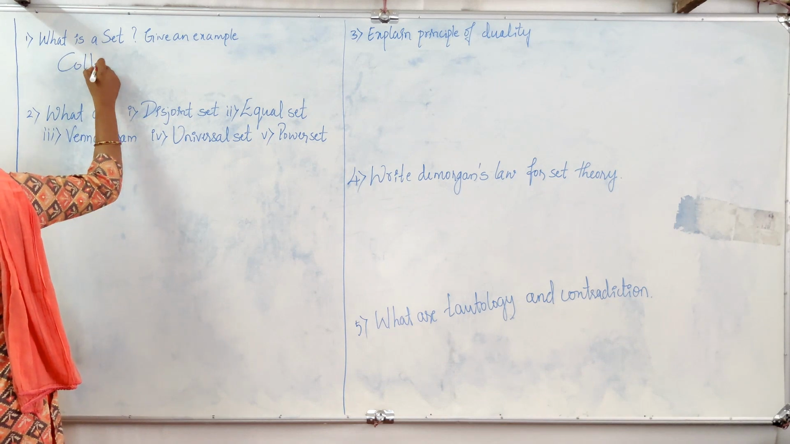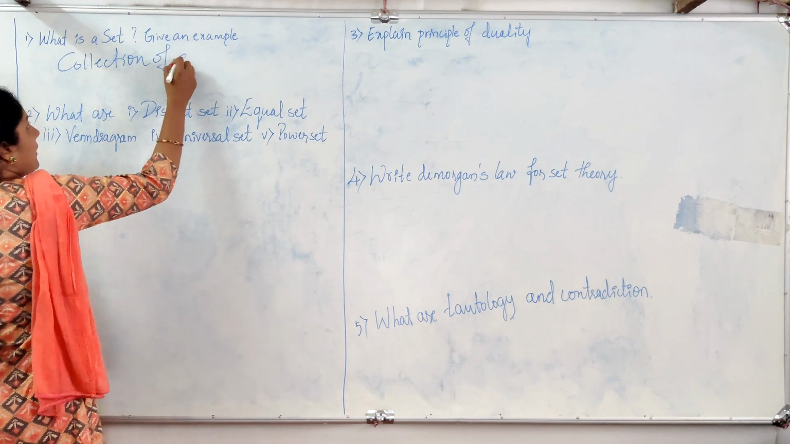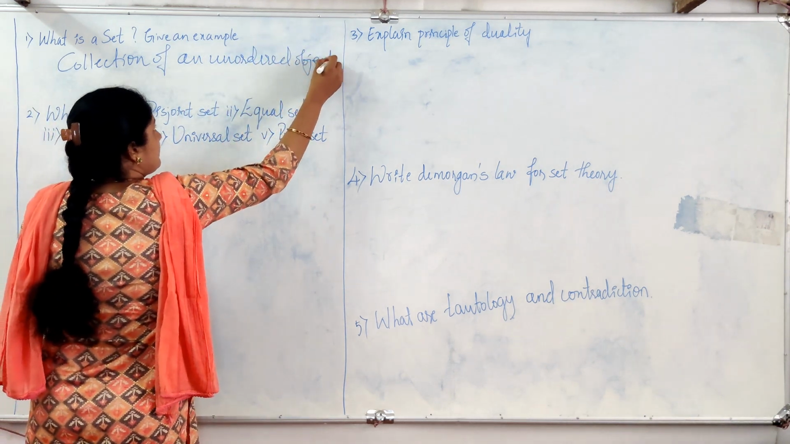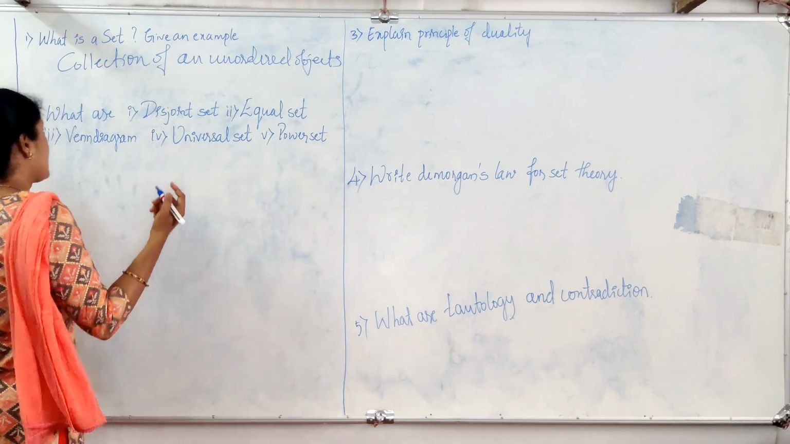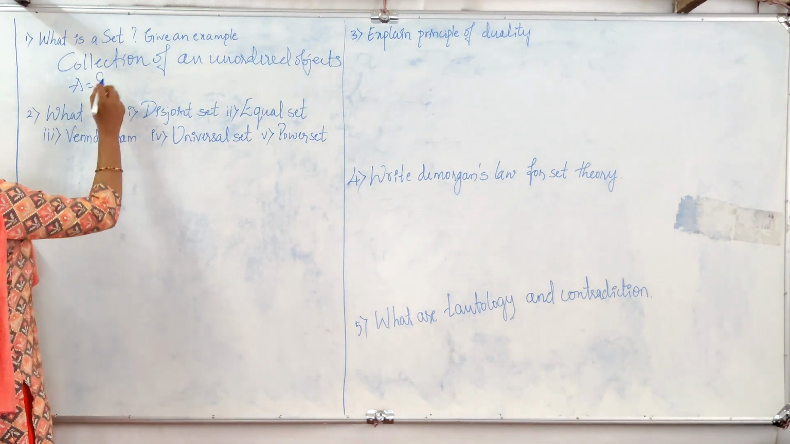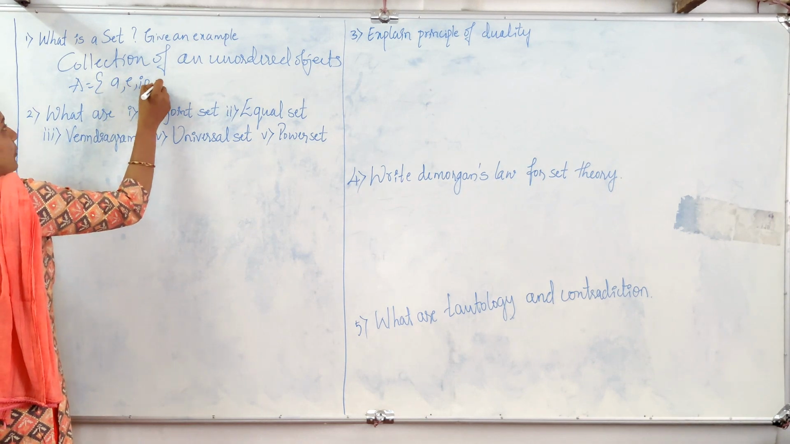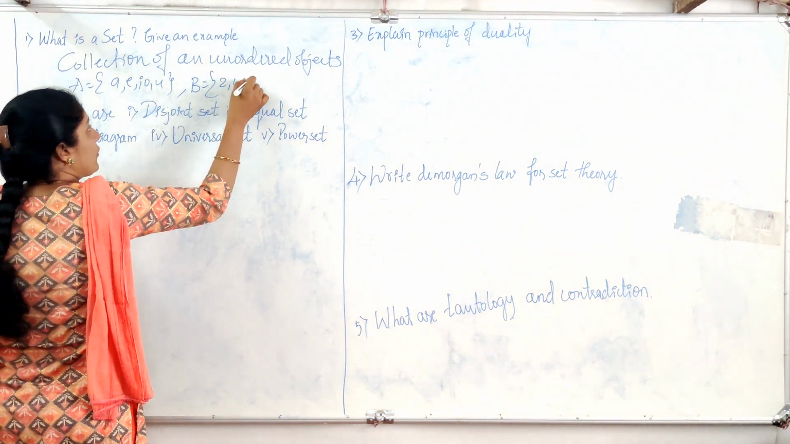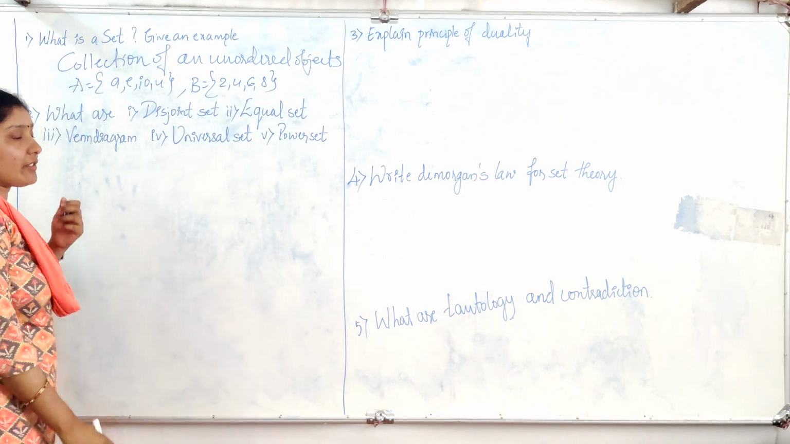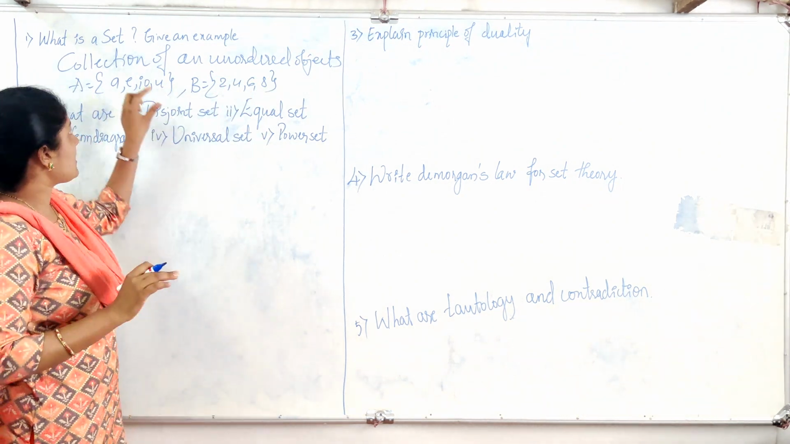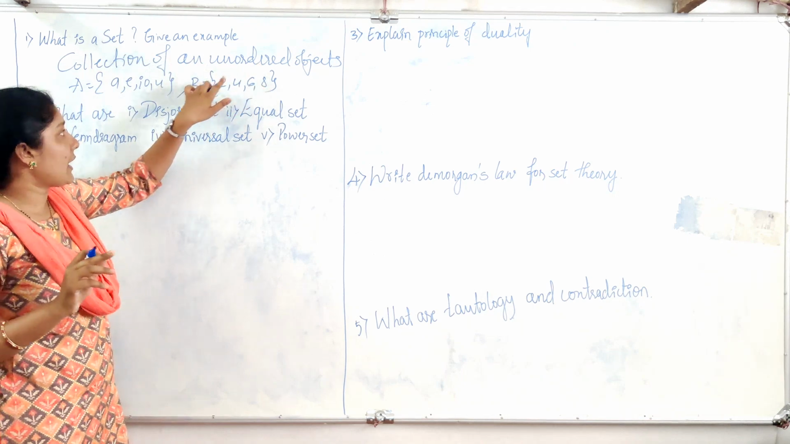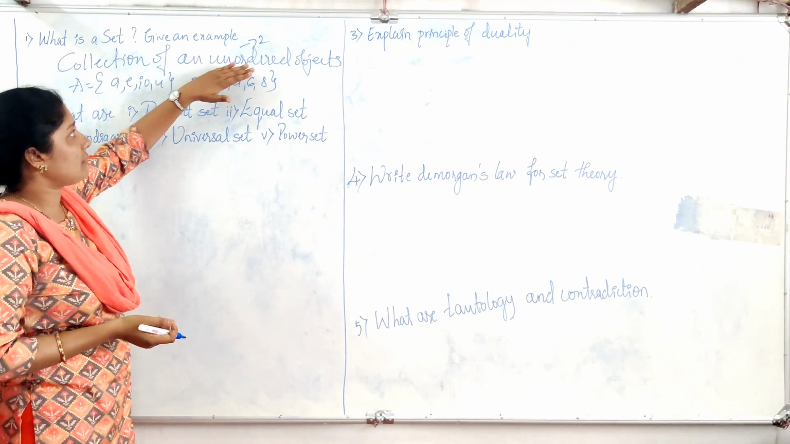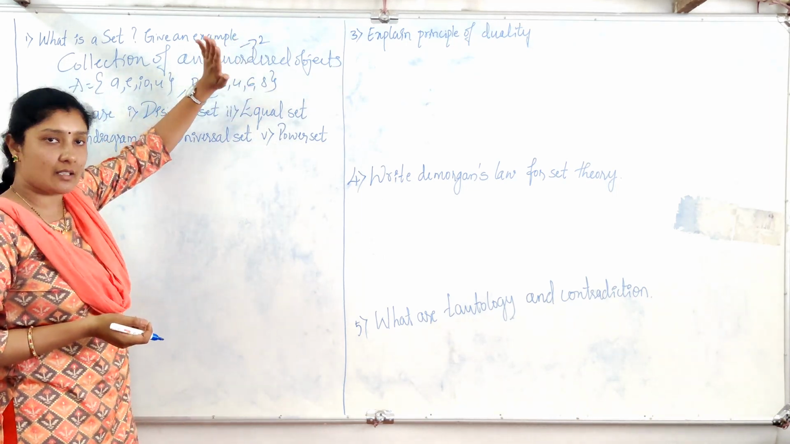So what is a set? A collection of unordered objects. Okay. Example, you can give any example. For example, set A equals {a, e, i, o, u}, the set of vowels. Next, set B is {2, 4, 6, 8}, a set of even numbers from 2 to 8. So this is the definition of a set and an example. As it is for 2 marks, the definition carries 1 mark and the example carries 1 mark.